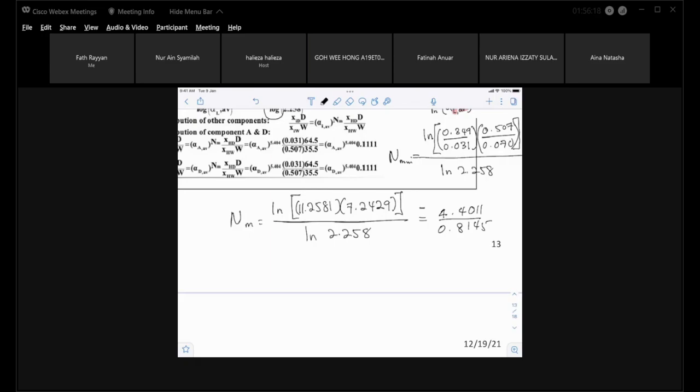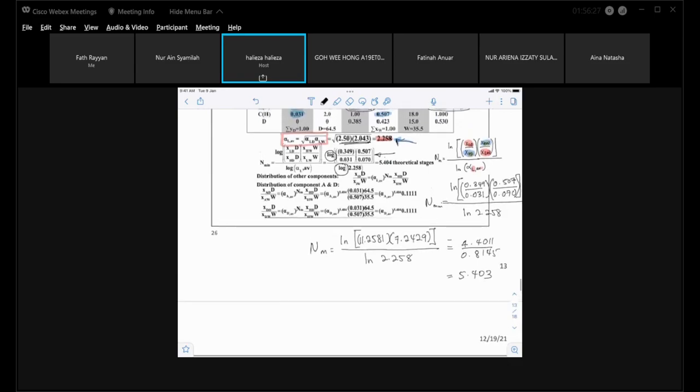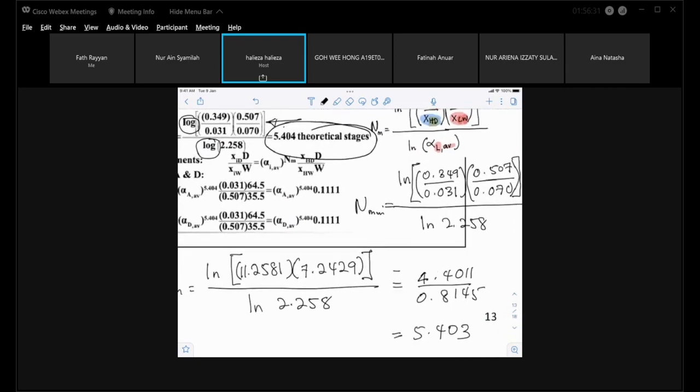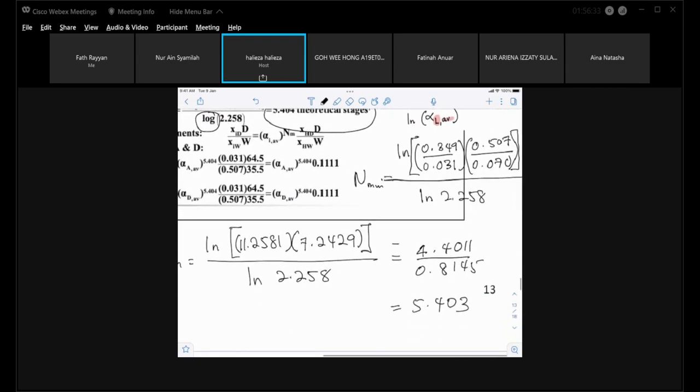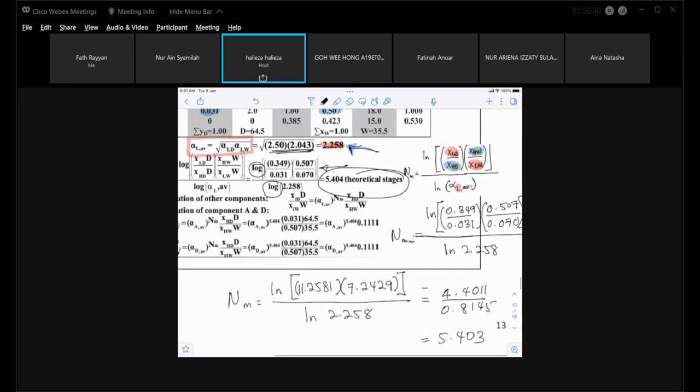I got 5.4 or 4. Okay, that's close. Same value, obviously, because we got it from the same example, so you should get the same answer. It's just that instead of log, I'm using natural log. So you can use either method, log or natural log, and you still get the same answer.